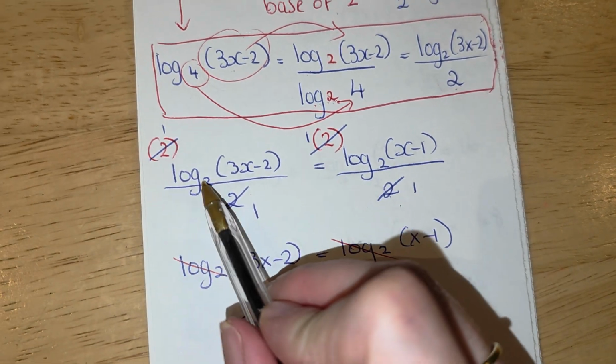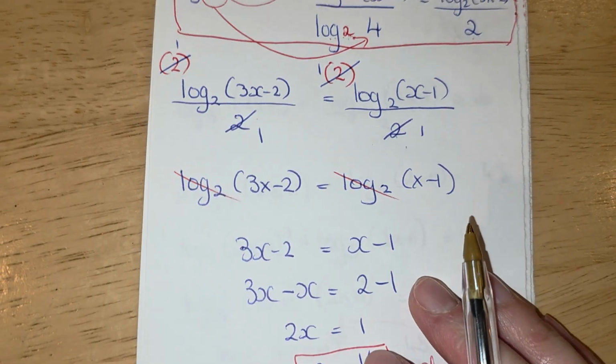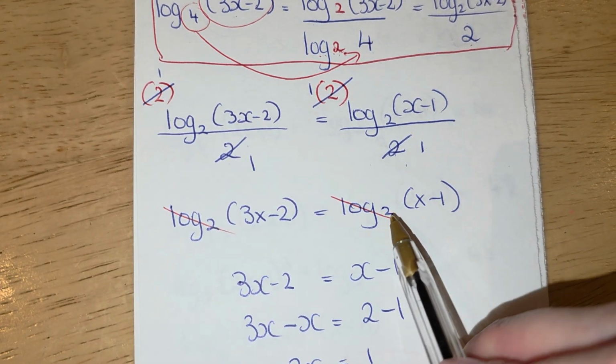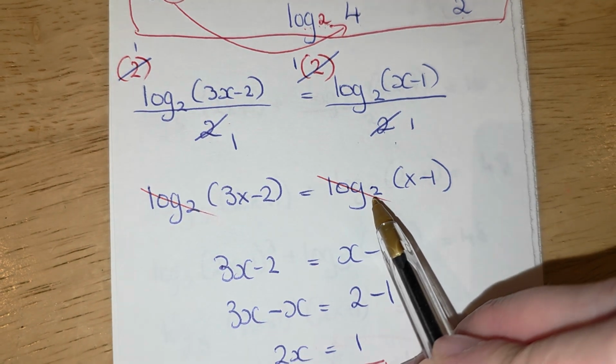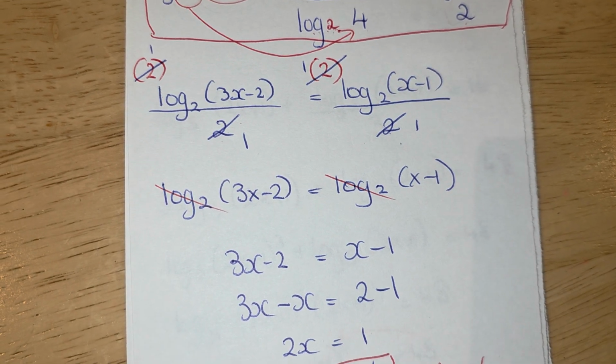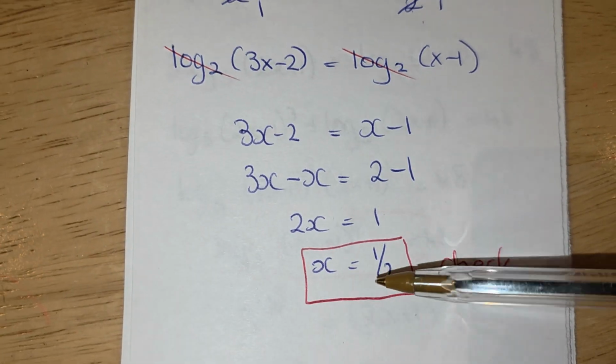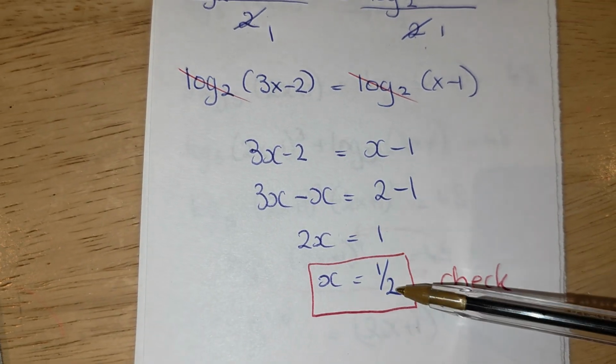So now you're just left with the log of the bracket base 2 should equal the log of that bracket base 2. When you have a log on both sides and they're of the same base, you can just drop the logs. And now you are left with 3x minus 2 is equal to x minus 1. Bring your x's to one side, bring your constants to the other, and tidy up. So we eventually get out that x is equal to a half.